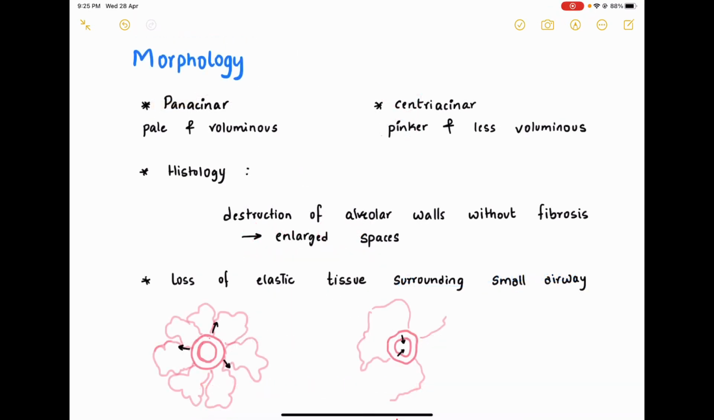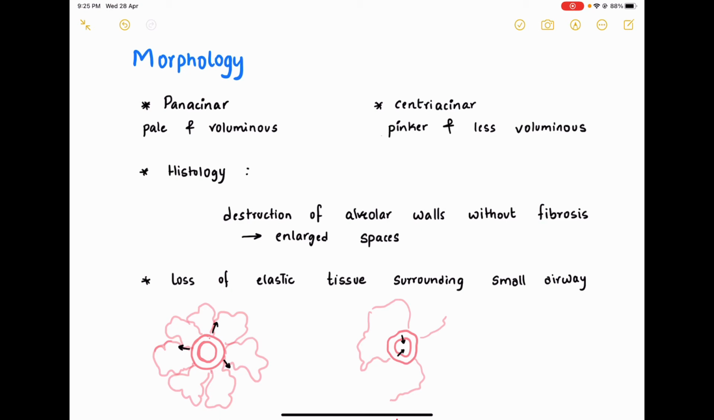Let's look at the morphology of an emphysematous lung. In panacinar emphysema, the lung is pale and voluminous, while in centriacinar emphysema, the lungs are pinker and less voluminous when compared to that in panacinar emphysema.